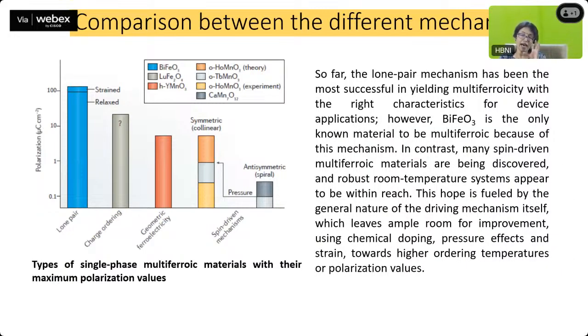So as of now, the lone pair mechanism has been the most successful in yielding multiferroicity, that is in case of BiFeO3, with the right characteristics for device application. But frankly speaking, BiFeO3 is the only known material which is driven by this lone pair mechanism. In contrast, many spin-driven multiferroic materials are being discovered, and robust room temperature systems appear to be within reach. This is fueled by the general nature of the driving mechanism itself, which leaves ample room.